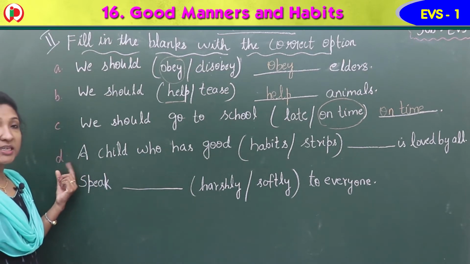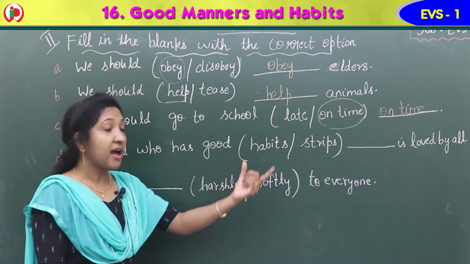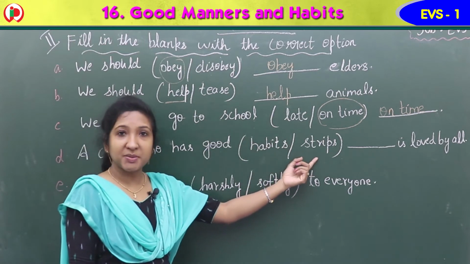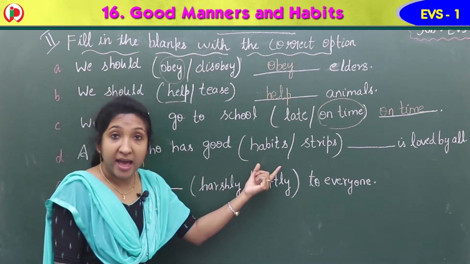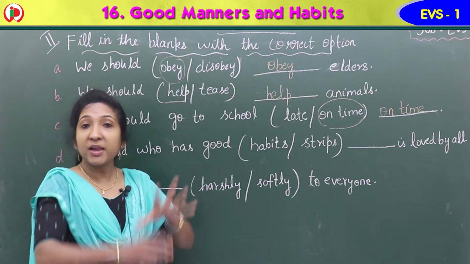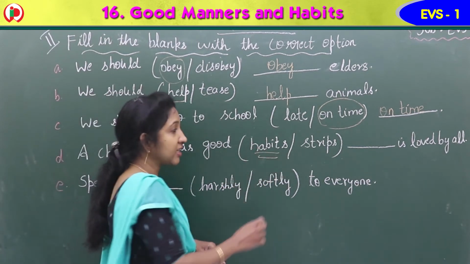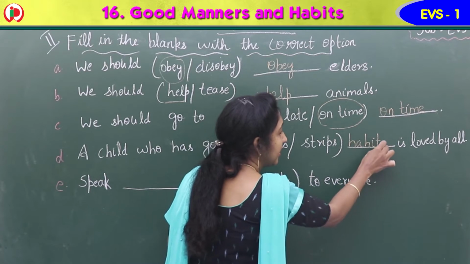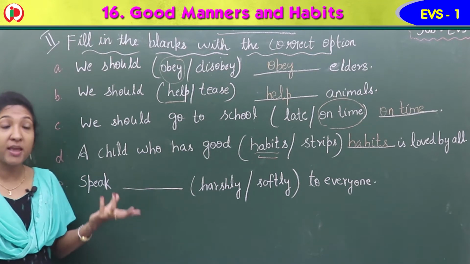Then next question, D. A child who has good dash is loved by all. A child who has good habits, strips. Which is the correct answer? A child who has good habits is loved by all. If you have a good habit and good manners, then you will be loved by everyone, isn't it? So a child who has good habits, this is the correct answer. So write here, habits, H-A-B-I-T-S, habits. A child who has good habits is loved by all.